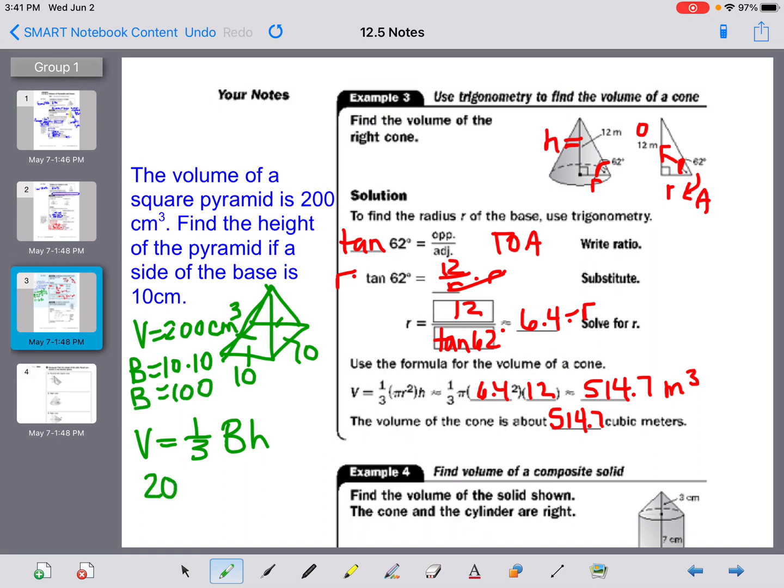My volume over here is 200. My big B is 100. It's 1/3, and I'm looking for my H. I really don't want to take 1/3 of 100 because it's not going to be pretty. So just like we did earlier, you can multiply by the denominator of 3. This will cancel, and I'm going to get 100 H equals 600. Divide by that 100, and H is going to be 6. And that's in centimeters. Okay, so we can work our way backwards there.